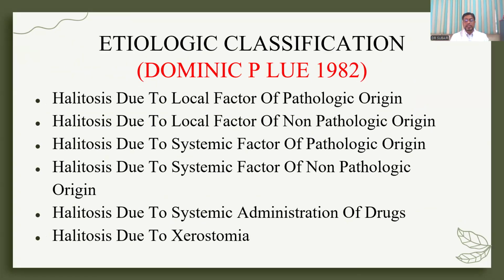Etiological classification: another classification was given by Tonzetich in 1982. It's easy to understand. Halitosis is due to local factors of pathological origin. Halitosis is due to local factors of non-pathological origin. Halitosis is due to systemic factors of pathological origin. Halitosis is due to systemic factors of non-pathological origin. Halitosis is due to systemic administration of drugs. Halitosis is due to xerostomia.